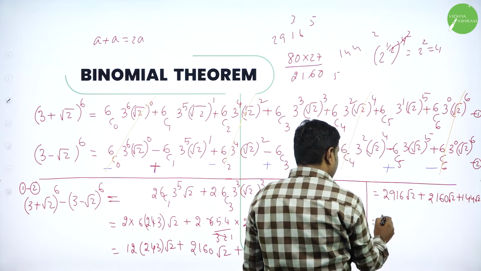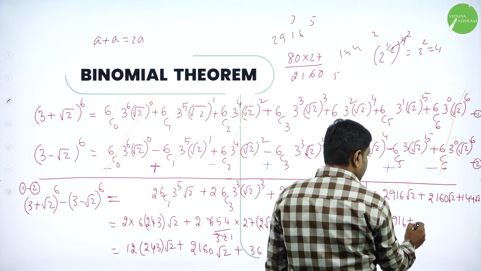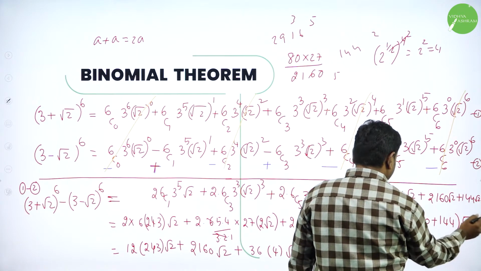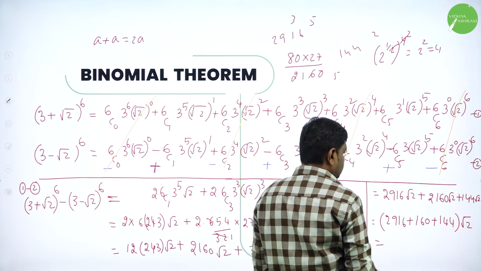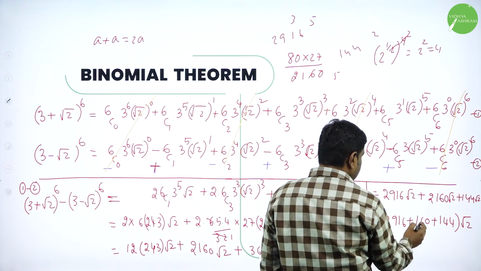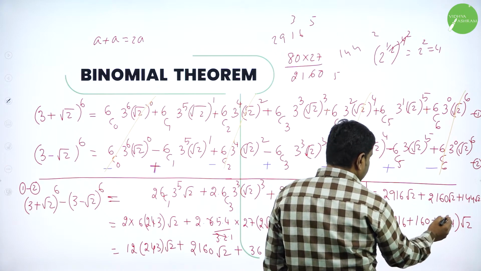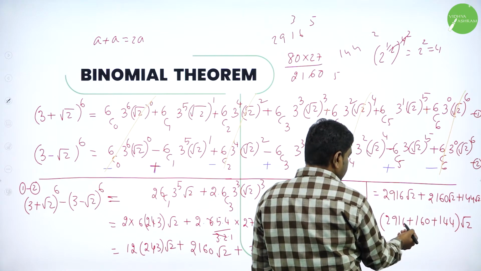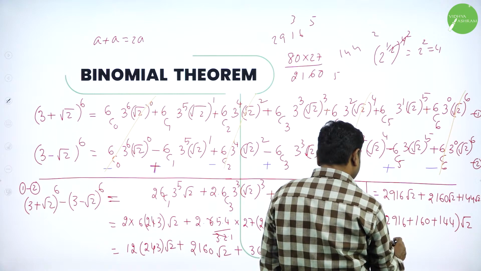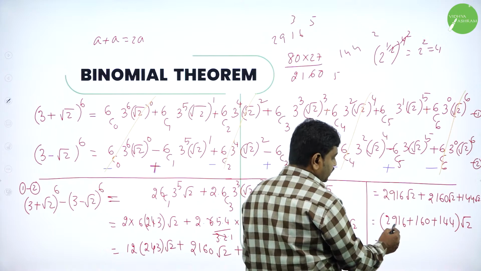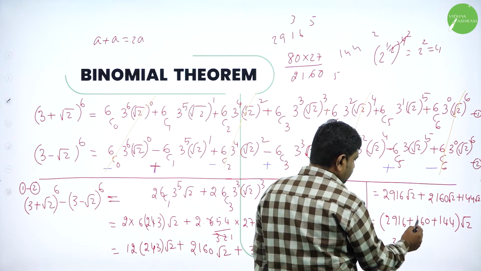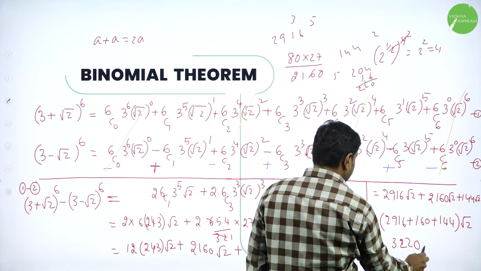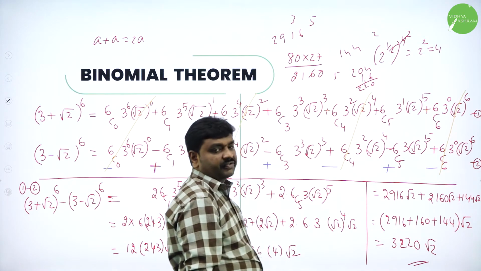So now root 2 is common, you can take out 2916 plus 2160 plus 144, and root 2 you separate it. Add them using calculator. So 2900, 3000, 3100, 3140, 3200, 204, 210, 216. So this is 5220 root 2. So this is a simplified value.